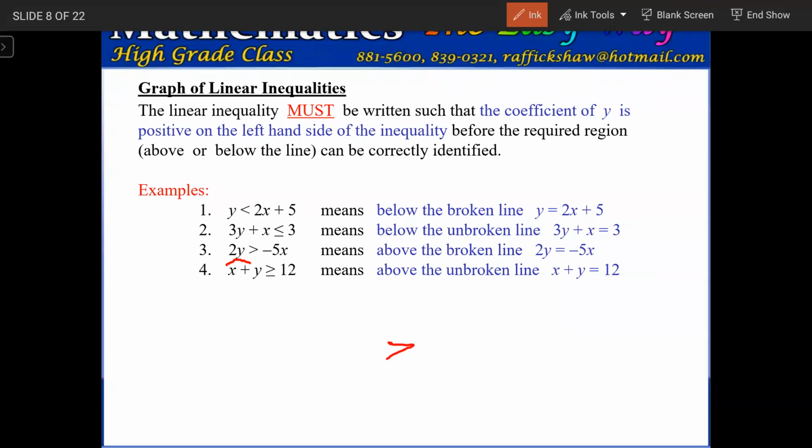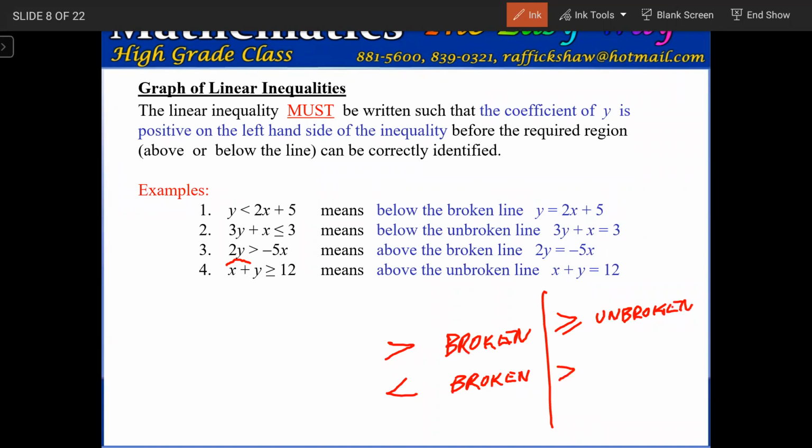Look, if we have that, that means broken, because there's no equal there. If we have this, that means broken, because there's no equal there. If we have this, that means unbroken or solid, because the equal is there. If we have this, this means unbroken, because the equal is there. Now, in addition to this meaning broken, it also means above, because greater than means above. This one means below, because less than means below. This one means above, because it's greater than, and this one means below.